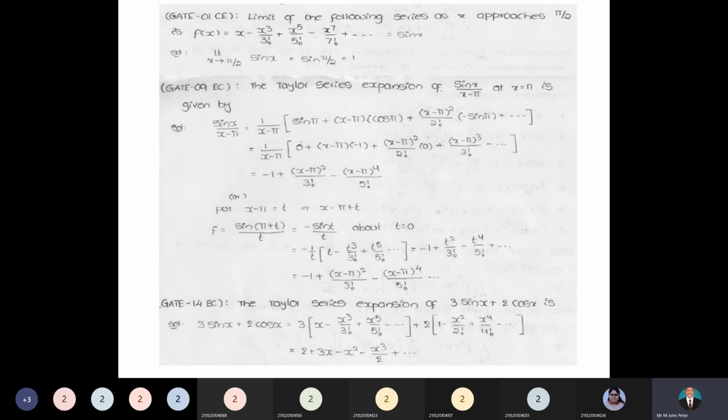In the problem, they will give only the series, so we have to remember which is the suitable function. That is sin x. So limit x tends to pi by 2, replace the function with sin x. So that is sin pi by 2. We all know that sin 90 degree is equal to 1.